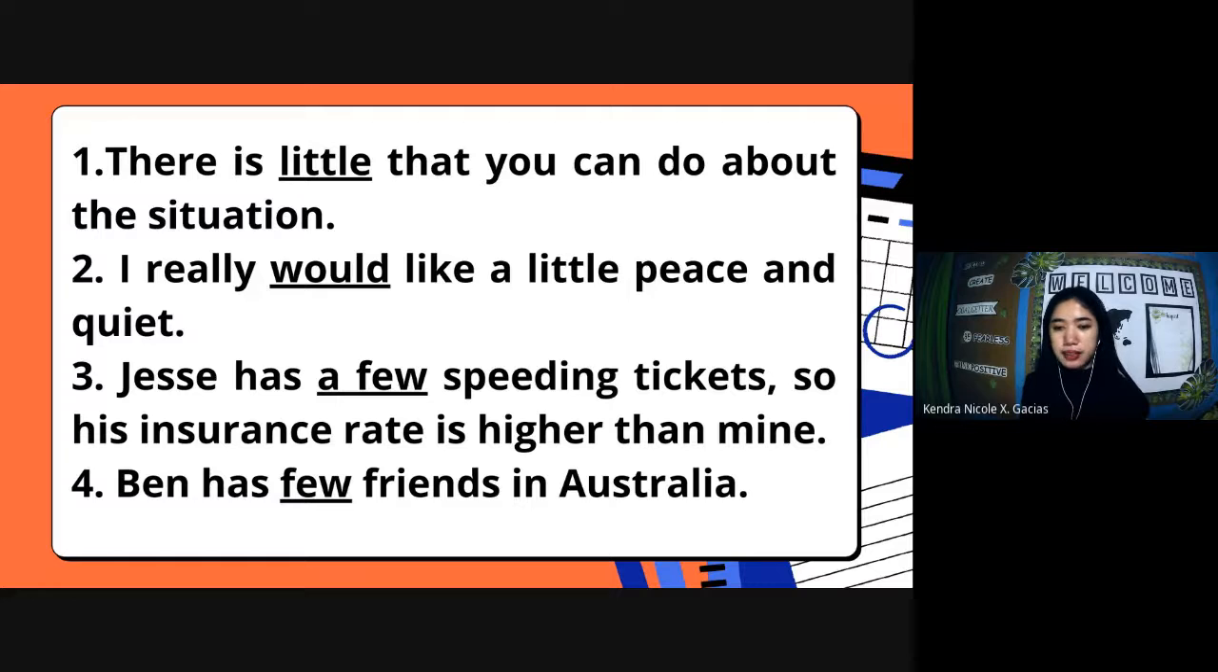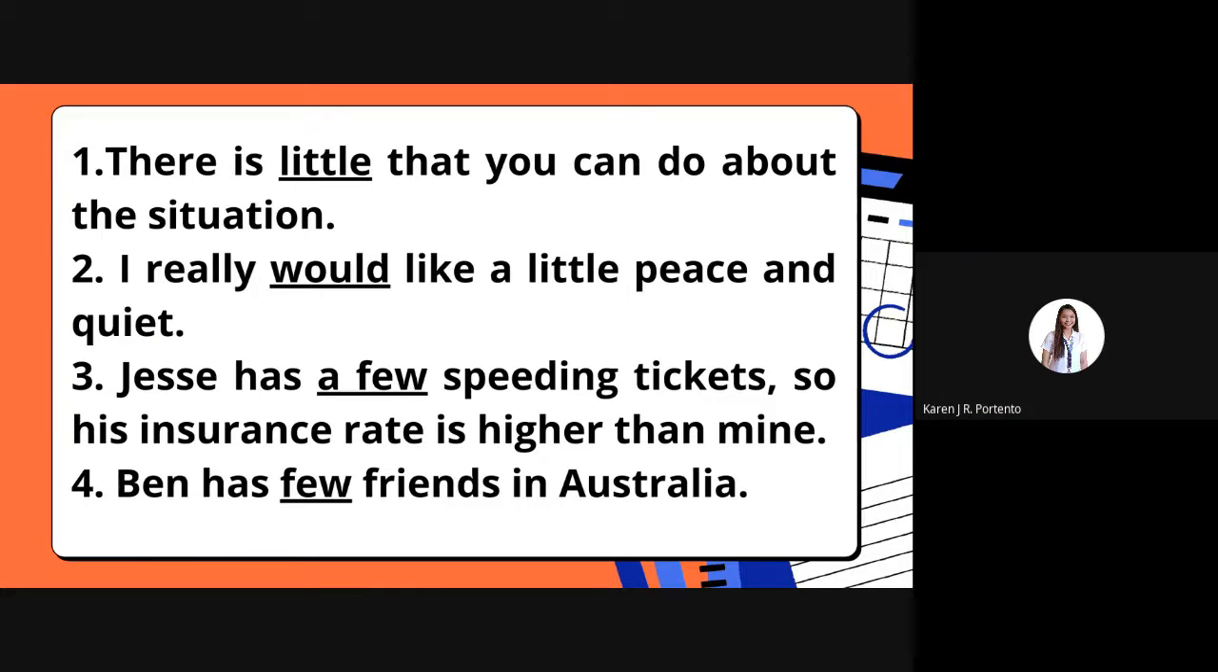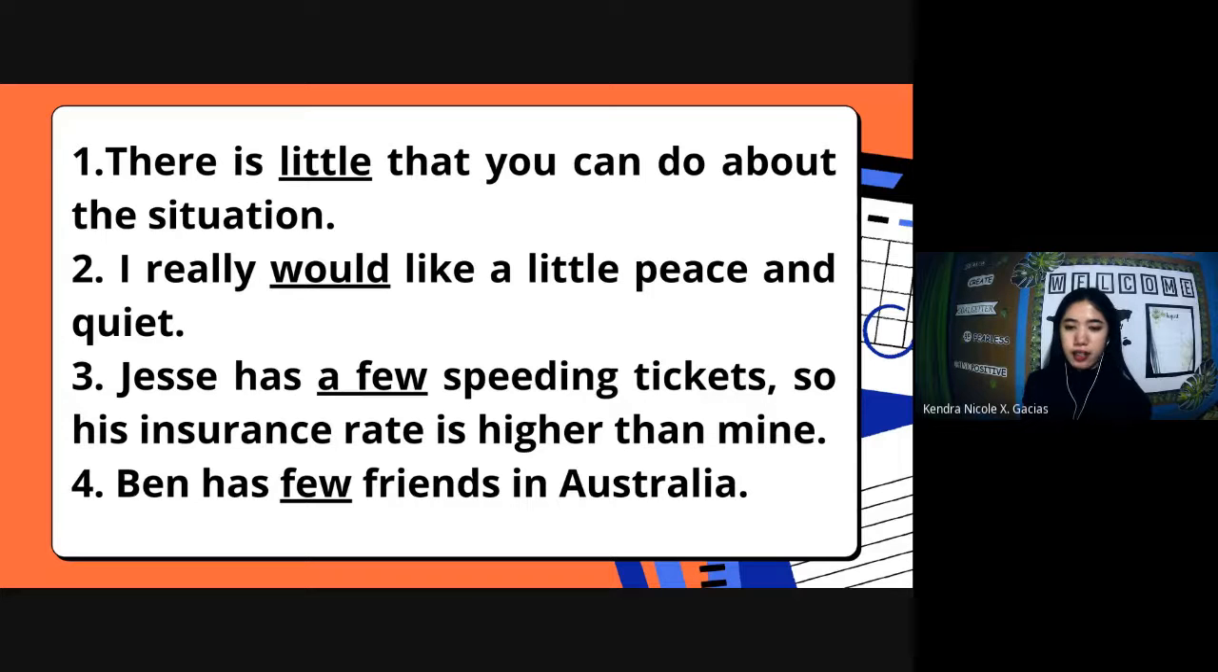How about the last two examples? Will you please read, Karen? Yes, ma'am. Number three, Jesse has a few speeding tickets, so his insurance rate is higher than mine. Number four, Ben has few friends in Australia. Okay, so thank you. From these examples, the underlined words are called... Do you have an idea? Little, a little, a few, few. What do you think these words are called?